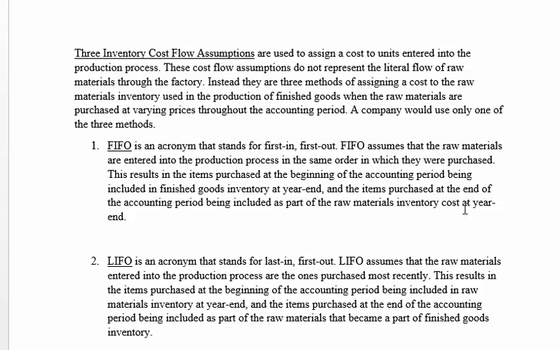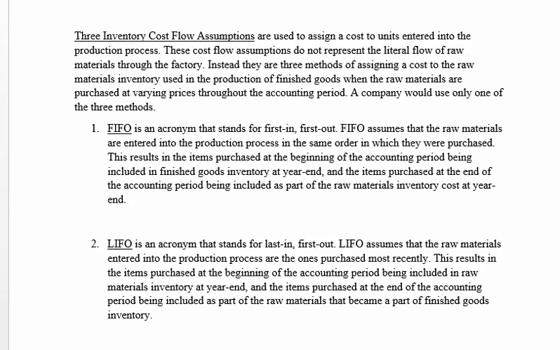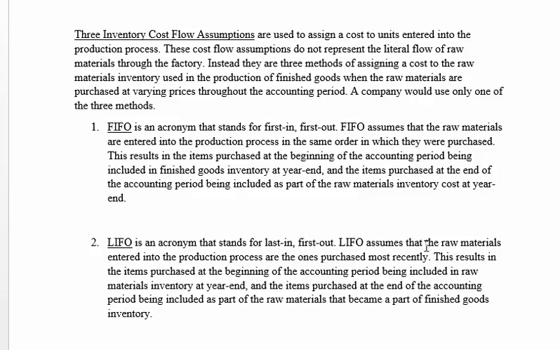So the ones purchased at the beginning of the year were said to be entered into the production process. The ones purchased at the end of the year would still be included in raw materials inventory. Now if we go with LIFO, that acronym stands for last in, first out. It assumes the raw materials entered in the production process are the ones purchased most recently. And we know, literally, that's not possible, right? We can't use raw materials purchased in December. We couldn't have used those in January. So again, it's not a literal flow.